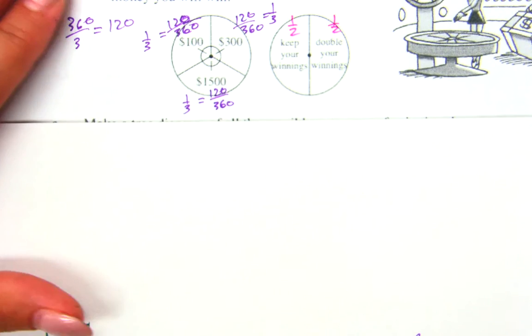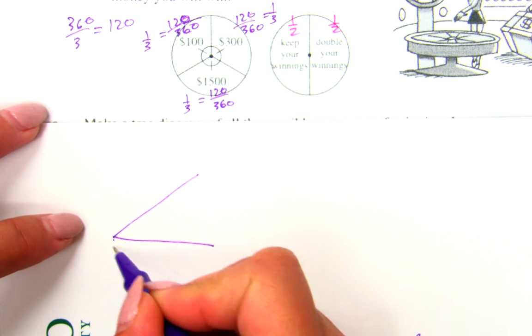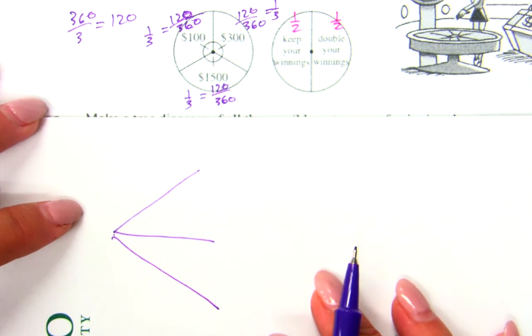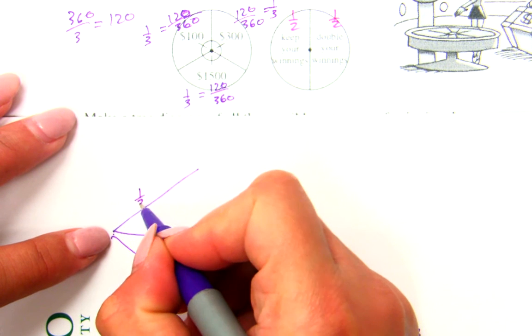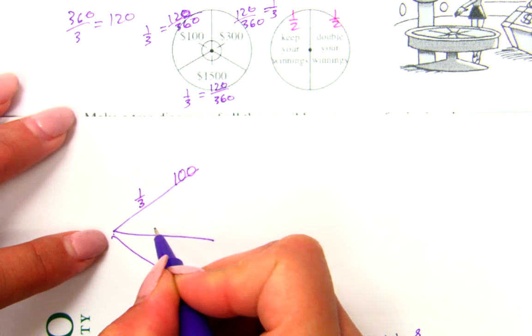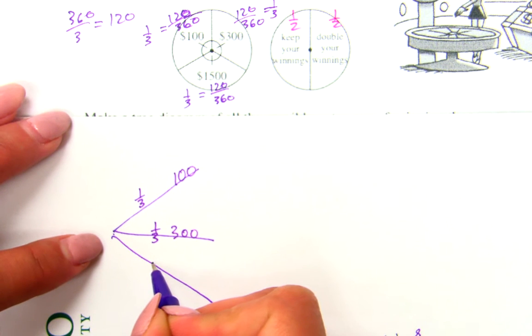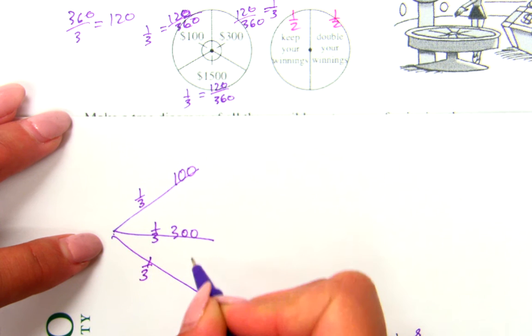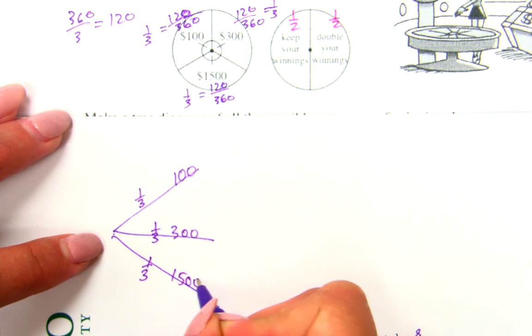Okay, here we go. So the first spinner, you're going to have 3 possible outcomes, right? There's your 3 possible outcomes. Outcome number 1, let's say 1/3, you get $100. Outcome number 2 is still 1/3, you get $300. And outcome number 3 is 1/3, and you get $1,500.